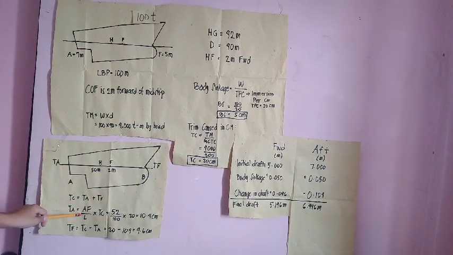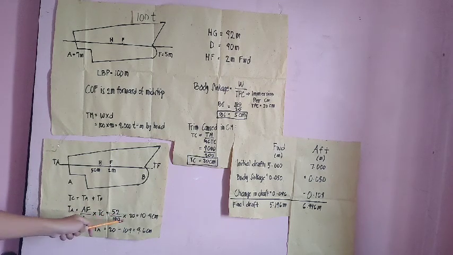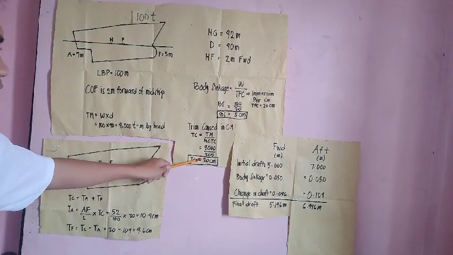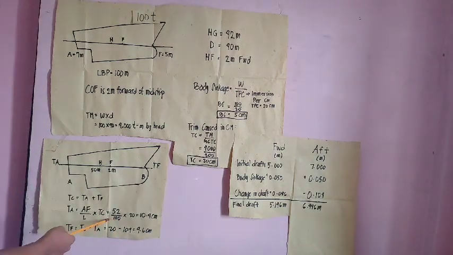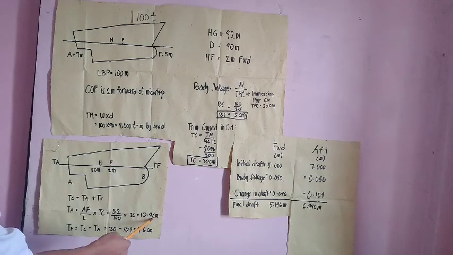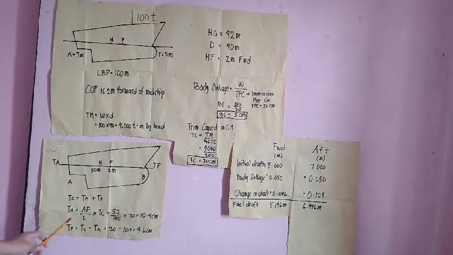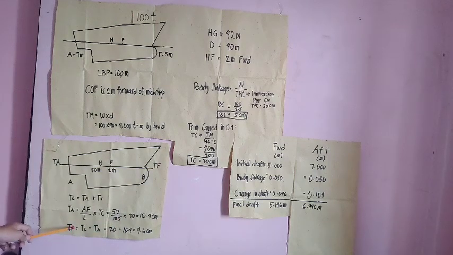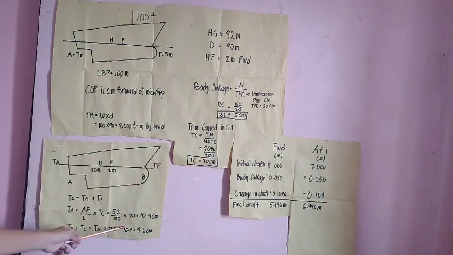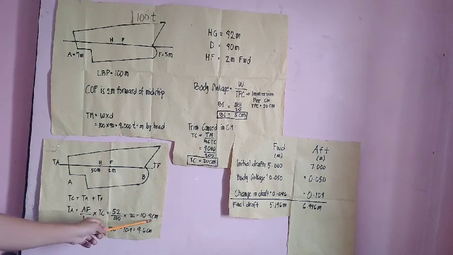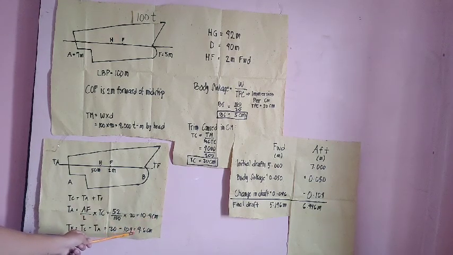And the length is 100, and our TC is 20 centimeters. So 52 divided by 100 times 20 is equal to 10.4 centimeters. And our change in forward draft, which is TF, is equal to TC minus TA. So TC is 20 centimeters minus the TA, the change in aft draft, which is 10.4 centimeters. So it is equal to 9.6 centimeters.